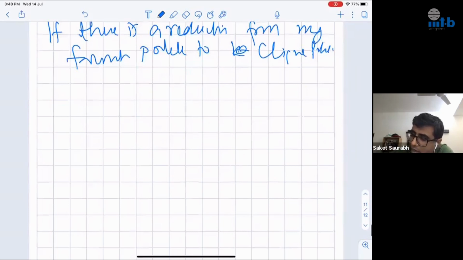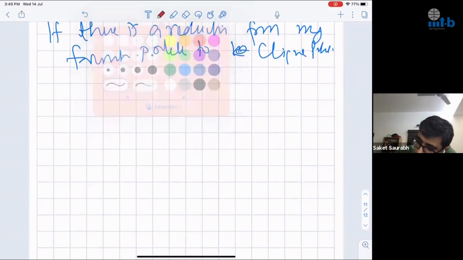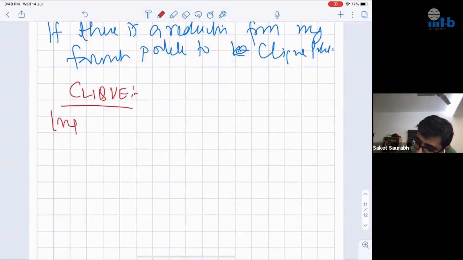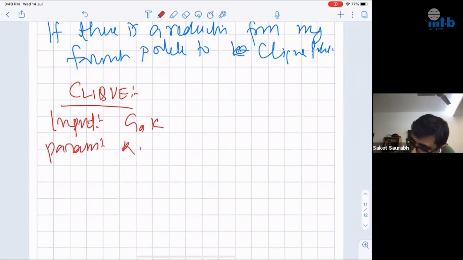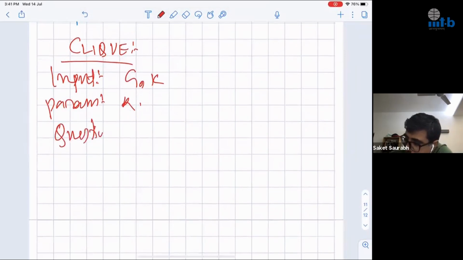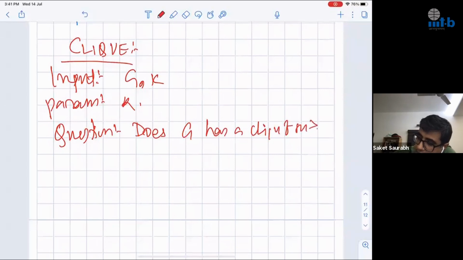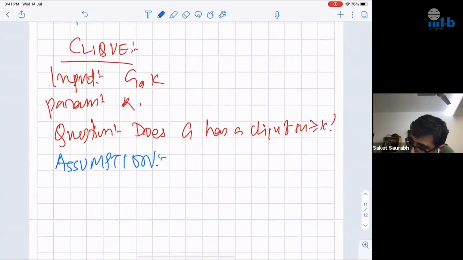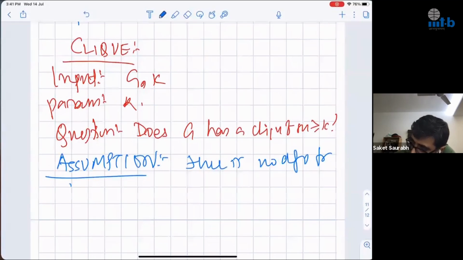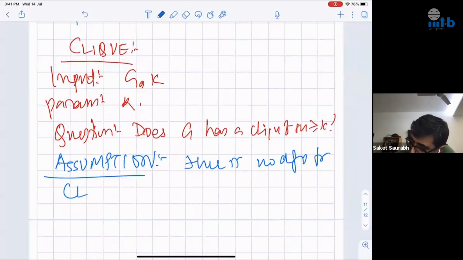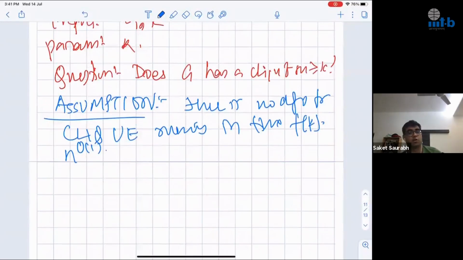So first of all, do you know what the clique problem is? Clique problem in the FPT world is as follows. Input is G comma k. The question is, does G have a clique of size at least k? And I'm going to assume that this problem, this is my assumption: there is no algorithm for clique running in time f of k n to the power big O of 1. Okay, there is no such algorithm. Is my assumption clear to all of you? I'm going to assume that clique cannot have an algorithm with running time f of k poly n.